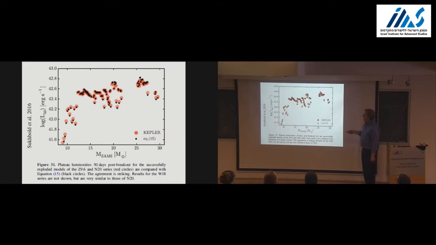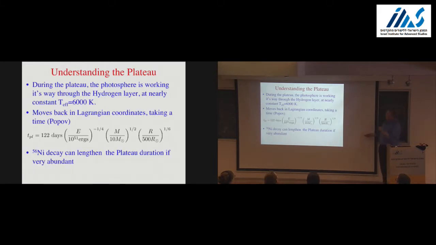This is always at day 50. That's a pretty good time because, again, you're hopefully away from the circumstellar issues. So I already highlighted this, that during the plateau, it's basically the photosphere working its way through the hydrogen envelope. Popov also did a calculation for how that sets the duration of the plateau. If I have nickel, which I do in most of these supernovae, you can lengthen the plateau, as I'm going to show.